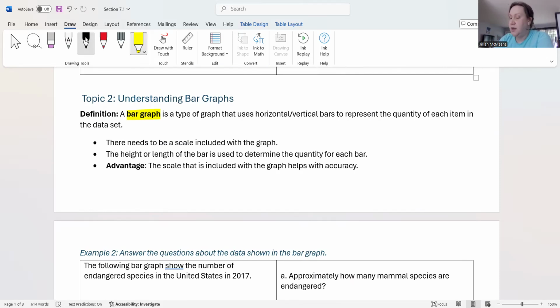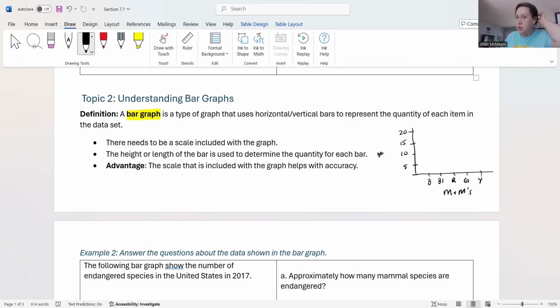So I might have something like M&Ms on the bottom. Okay. So we could have brown, blue, red, green, yellow. Are those the colors? Anyway, it doesn't matter. And then you would have the number of M&Ms on the other axis. You'd have to have some scale that tells me how much each tick mark counts. So I could say, let's count by five. So we'd have 5, 10, 15, 20, something like that. So you have to make sure you have some kind of scale included in your graph so you know what the numerical data represents.